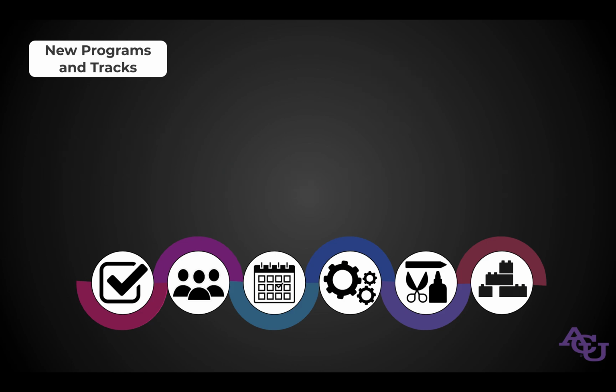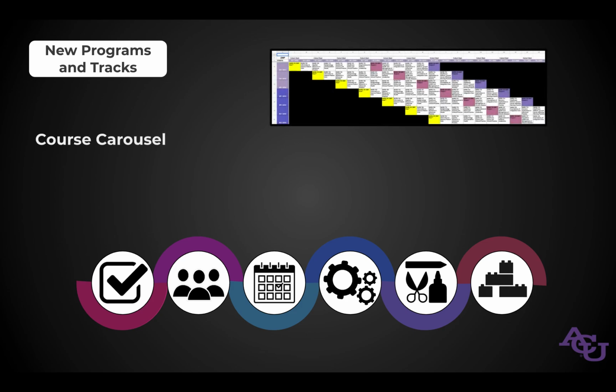Thus far, we've been looking at this process for a singular course, but in reality, these team members are continuously working through this process for several courses at one time. It's also important to note that when a new program or track is approved, it will come with a course carousel. This is essentially the order and schedule of when the courses will run in the new program or track.